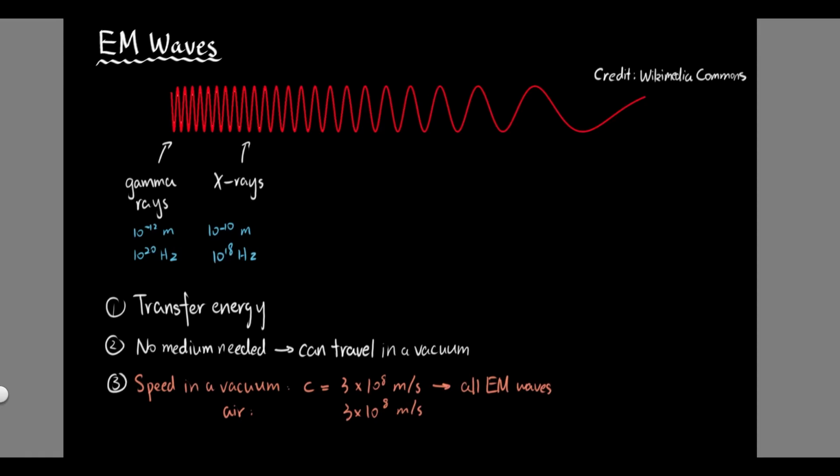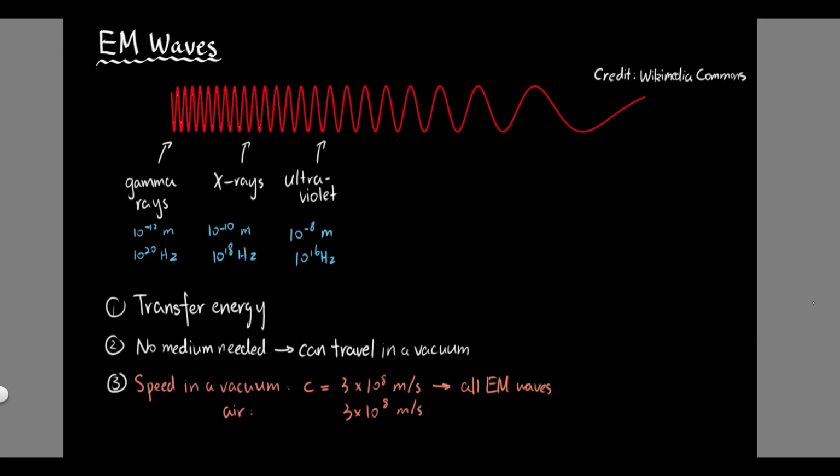All right. So after X-rays, we have what we call ultraviolet. Ultraviolet, as the name suggests, is like above violet. The wavelength is still only around 10 to the negative 8 meters, and the frequency is 10 to the 16th hertz. All right, so as you can see, as the waves are becoming less and less dense and more sparse, the frequency is getting lower and the wavelength is getting longer.